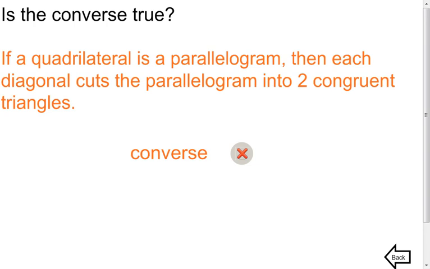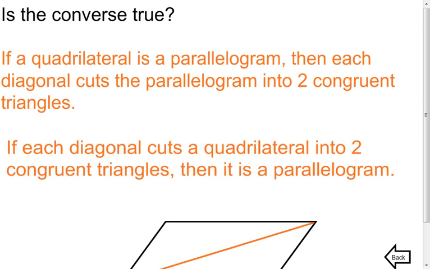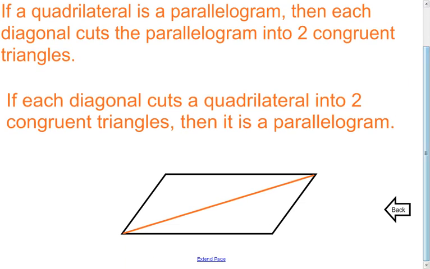Well, now I come here. This was the last one from the other day that I'm going to look at today. It says if a quadrilateral is a parallelogram, then each diagonal cuts the parallelogram into two congruent triangles. Well, the converse, as you see right here. Now I'm just going to look at one of these. Now, this one tells me that the two triangles are congruent, top and the bottom.